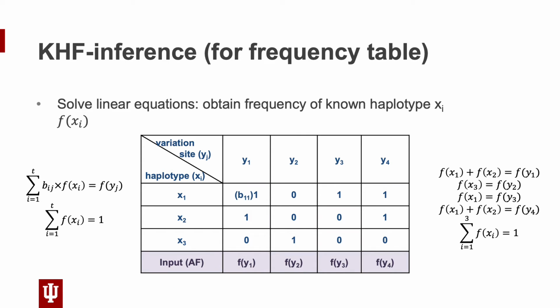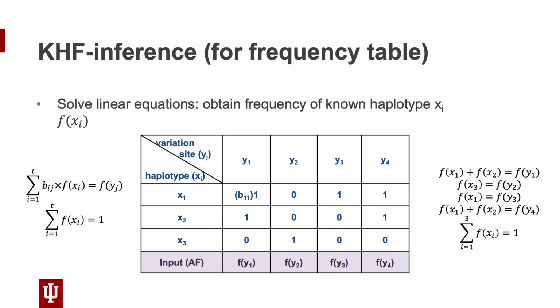For KHF inference, we solve linear equations to obtain the frequency of each known haplotype, fxi. As shown in this toy example, we have three known haplotypes x1 to x3 and four variation sites y1 to y4. The input values are the allele frequencies fy1 to fy4, and we set bij as the allele at variation site yj in haplotype xi. So b11 is 1 or 0, where 1 means it is the minor allele and 0 means it is the major allele.